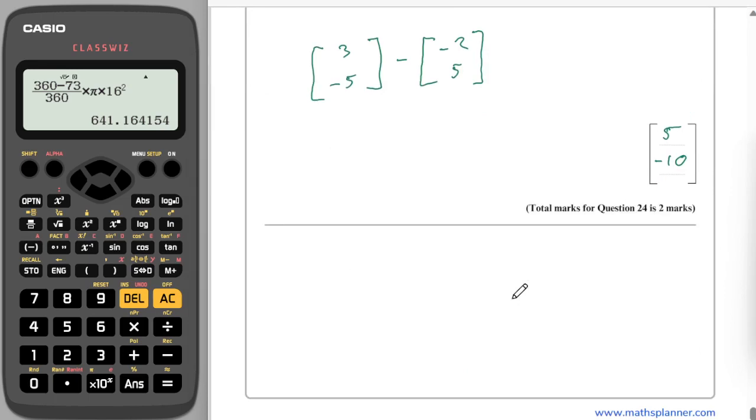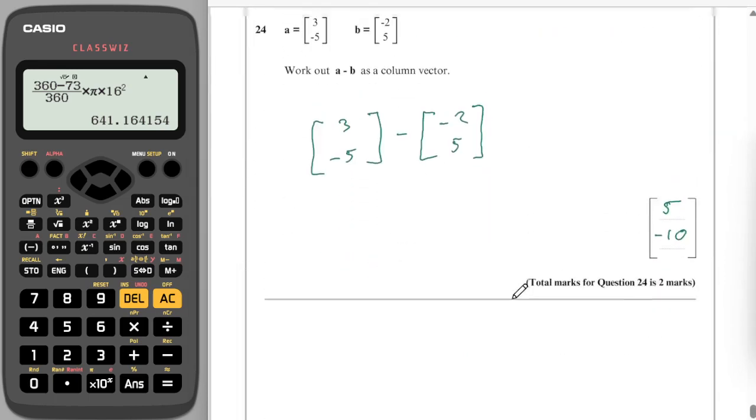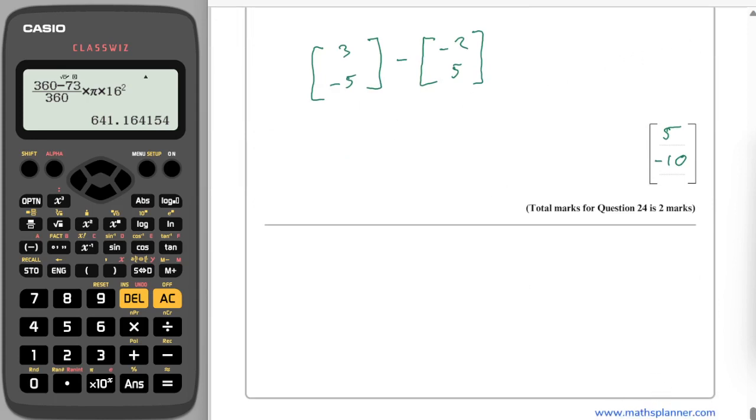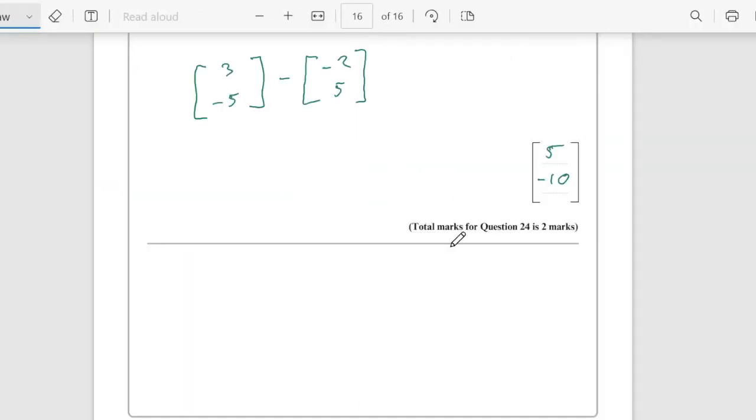Okay, and that brings us to the end of the paper. Really nice paper there from Maths Planner. Really enjoyed doing that. Some really challenging topics on there for foundation paper.